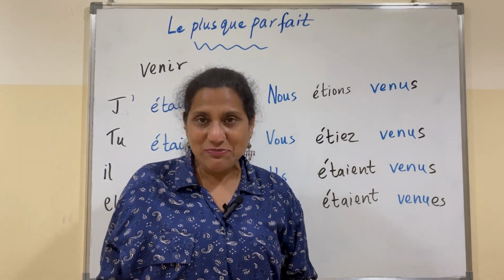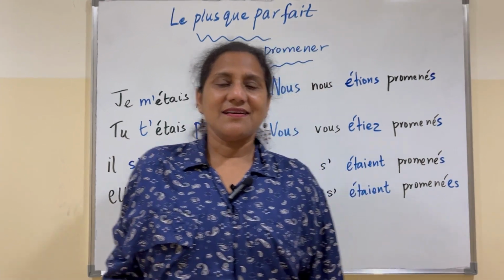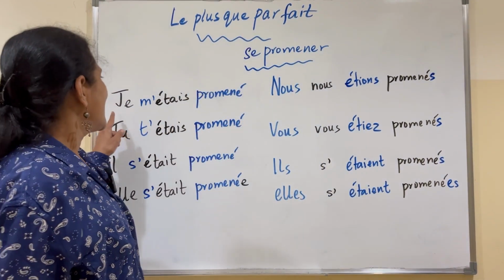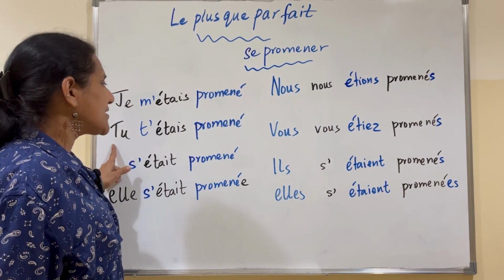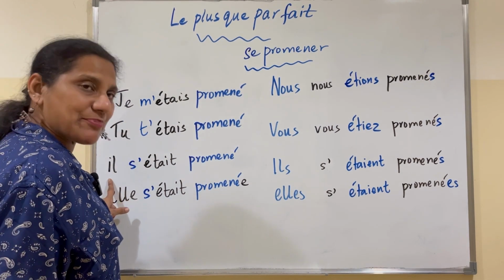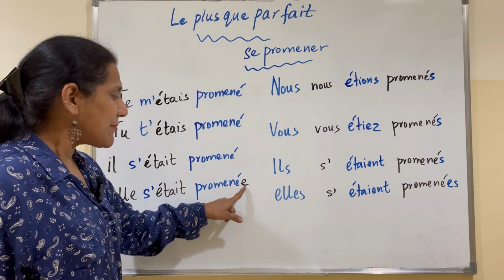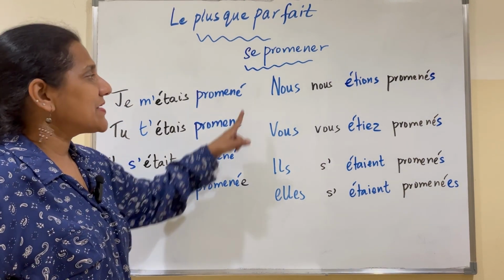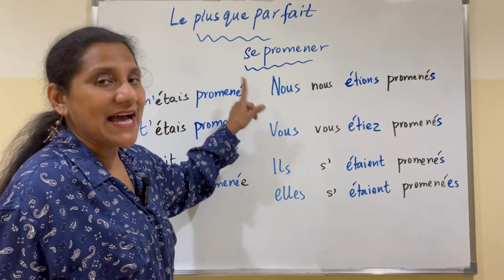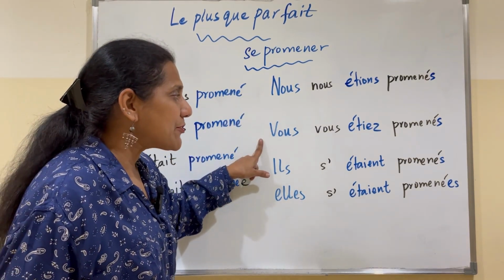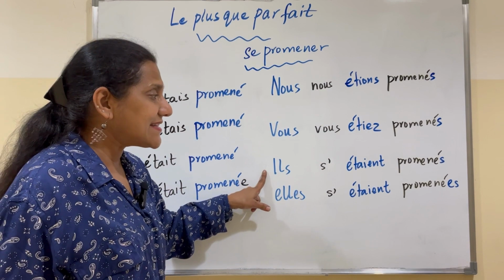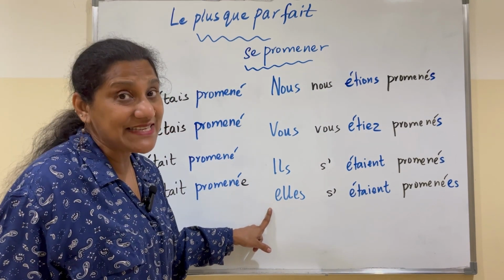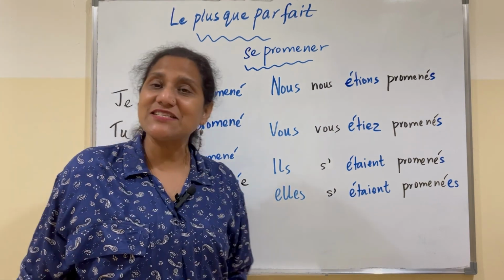Now, let's look at some more examples. Let's look at the reflexive verb se promener. Je m'étais promené, tu t'étais promené, il s'était promené, elle s'était promenée, add an extra E with elle, feminine, singular. Nous nous étions promenés, add an S. Vous vous étiez promenés, add an S. Ils s'étaient promenés, add an S. Elles s'étaient promenées, add an ES because it's feminine and plural.